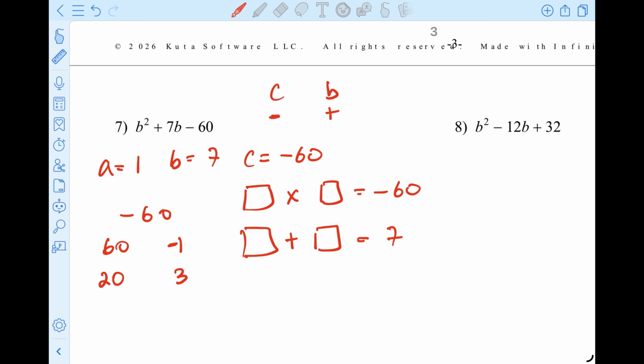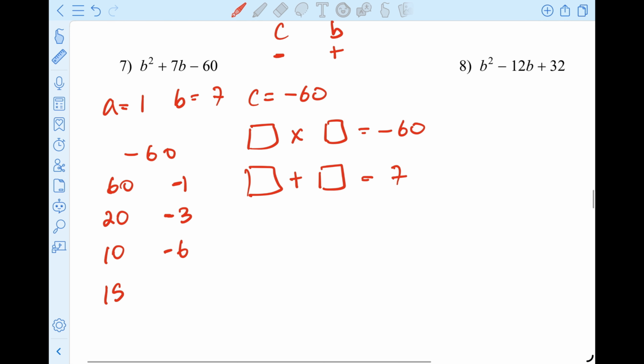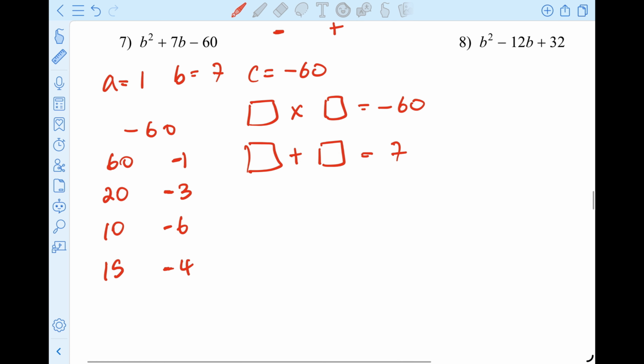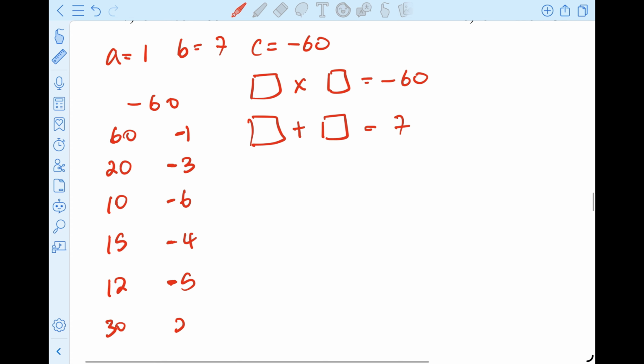20 and 3, right? Put a negative there. 10 and 6, put a negative there. Can you think of any more? Use your calculators, work through it. Take your time. 15 and 4, put a negative there. Can you think of any more? 12 and 5, put a negative there. All right. Obviously, 30 and 2, put a negative there. Okay, you guys got the gist.